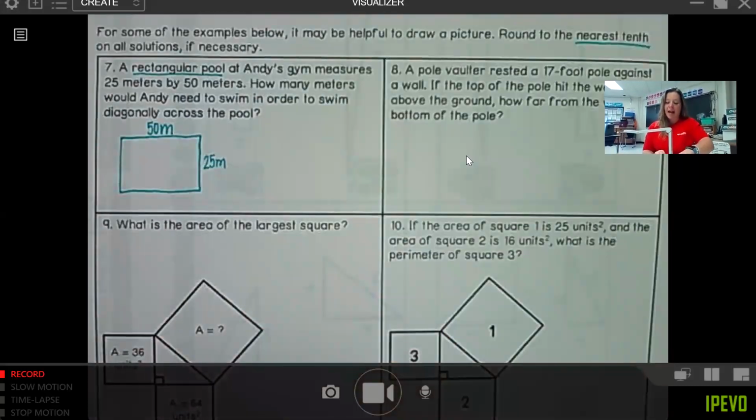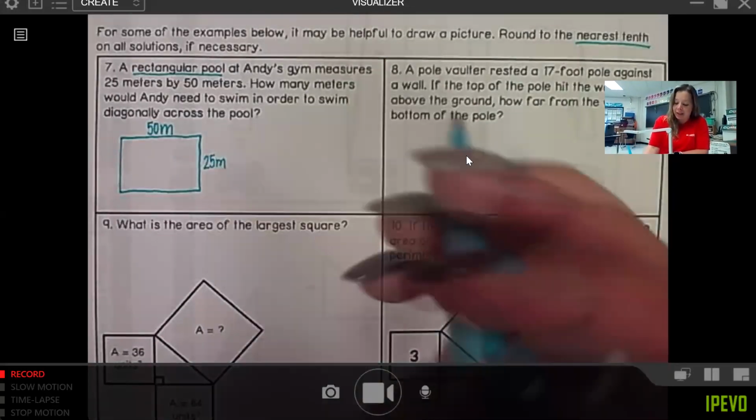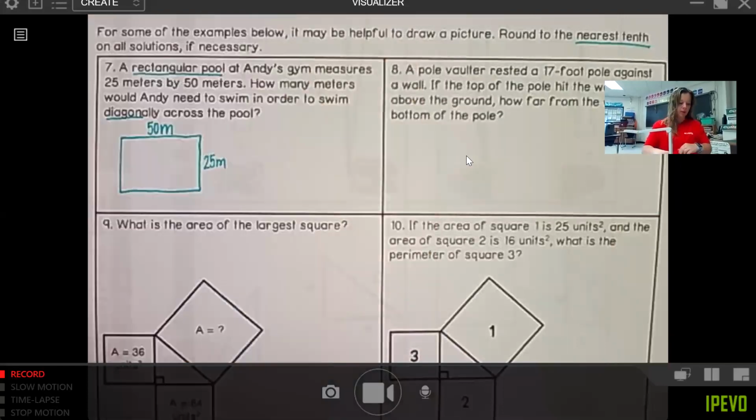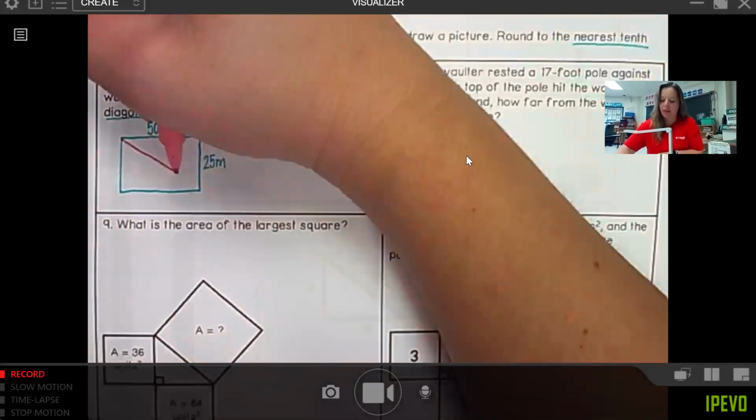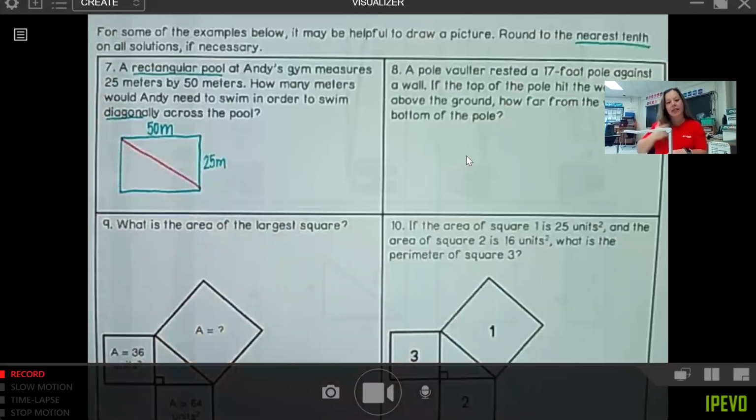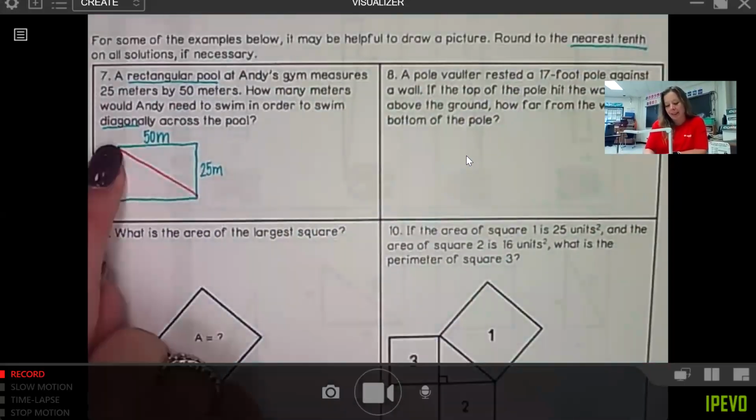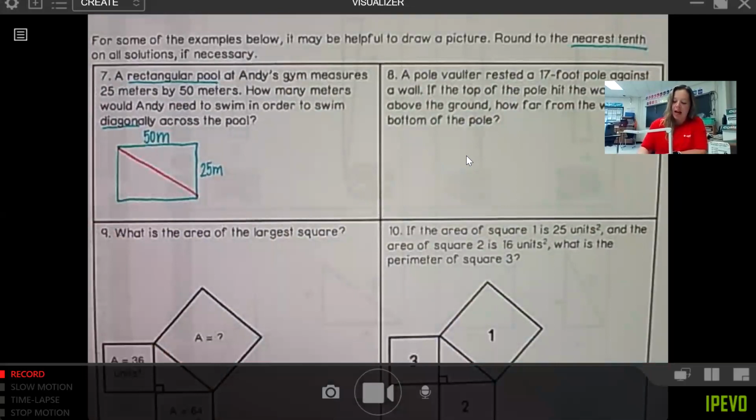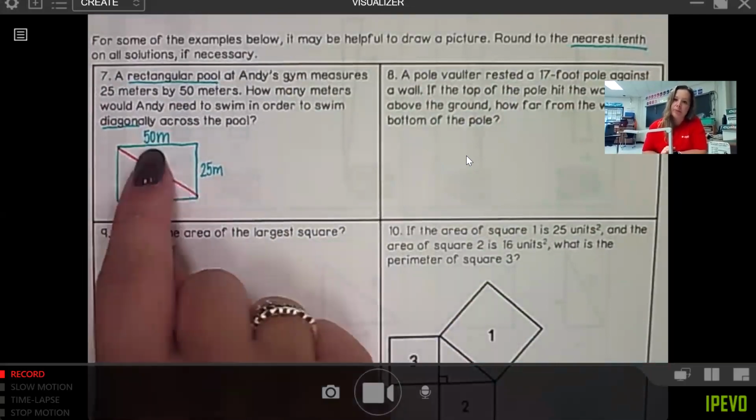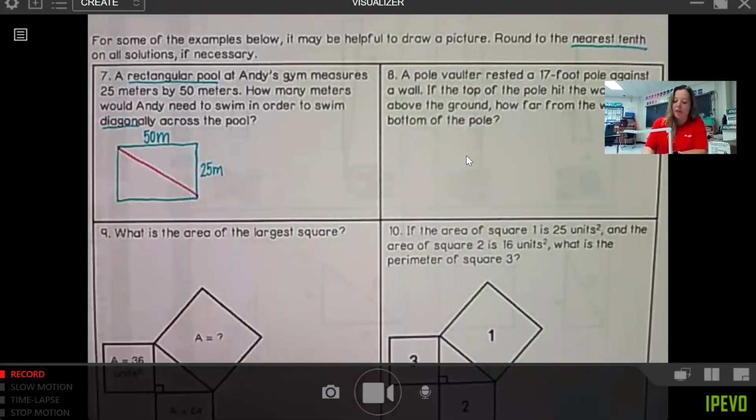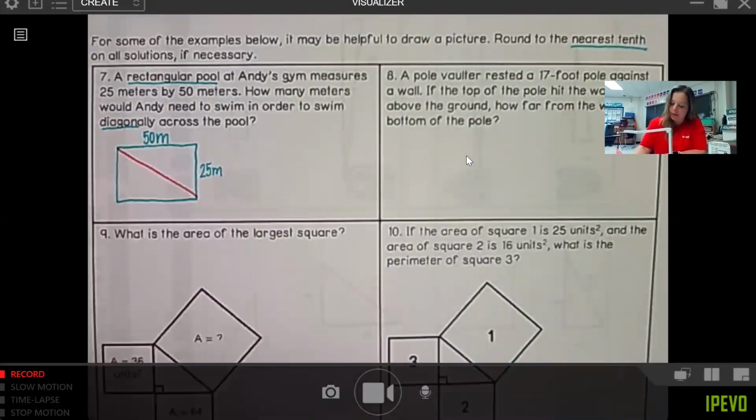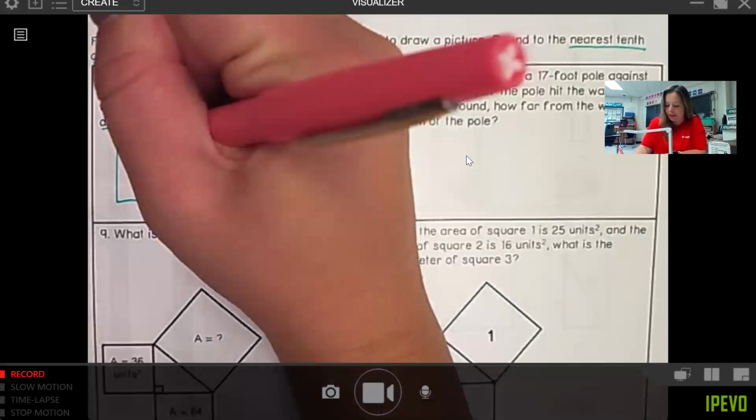And the question asks, how many meters would Andy need to swim in order to swim diagonally across the pool? If Andy is swimming diagonally, that means he is swimming from one corner to the diagonal corner, kind of thinking like a slanted diagonal line. By swimming diagonally across the pool, I have made a right triangle, and I want to know how long this line is.